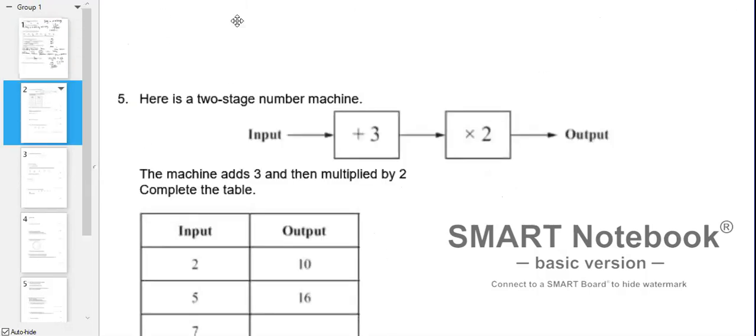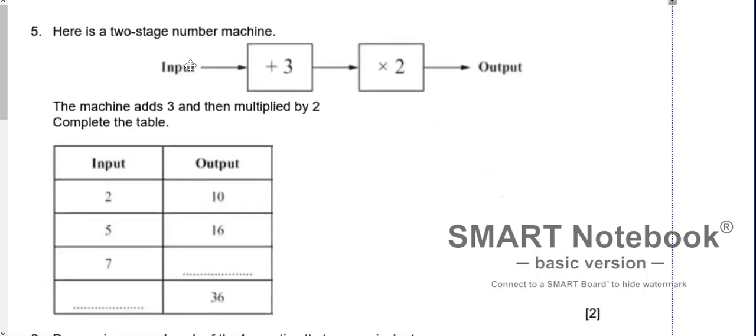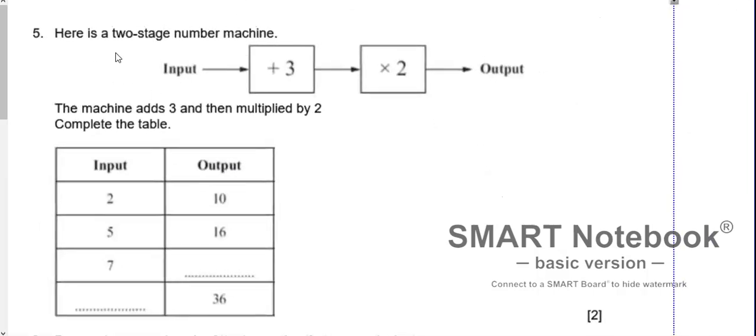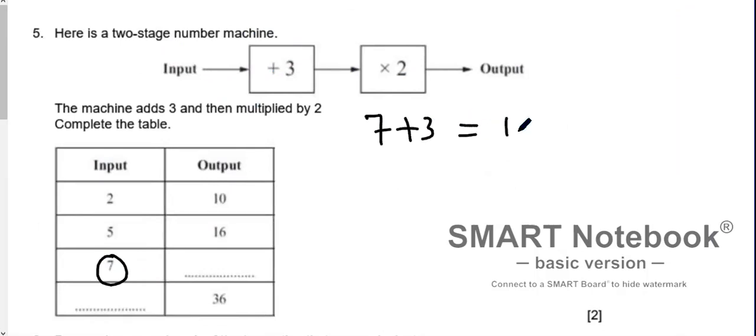Okay, we have this question here. Here is a two-stage number machine. Input, you have to add 3, multiply by 2, you get output. So if the input is 7, 7 plus 3, the answer you get is 10, then 10 multiplied by 2, the answer will be 20. So here will be 20.